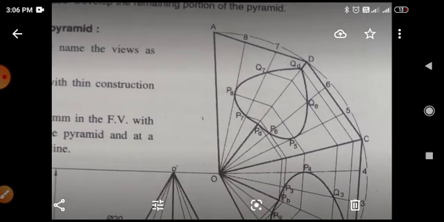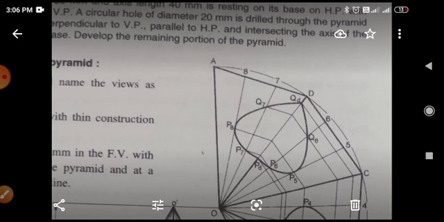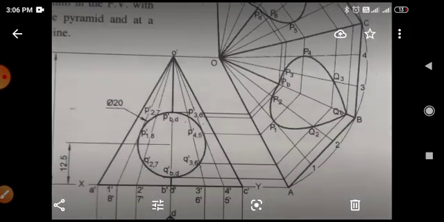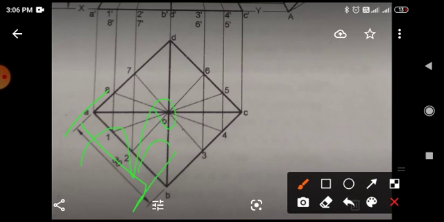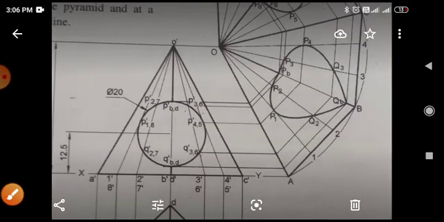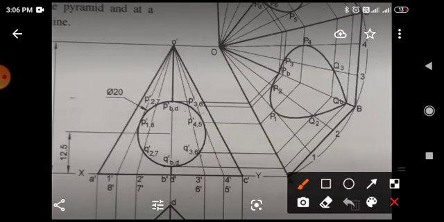Okay, see here, a square pyramid, side of base 30 millimeter and axis length 40 millimeter. Okay, side of base is 30 millimeter. Then its length, this height we can say, is given as 40 millimeter, resting on its base. This is resting on the horizontal plane, with a side of the base equally inclined to the vertical plane.